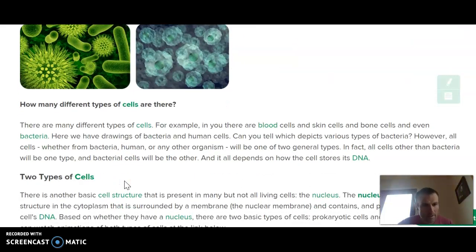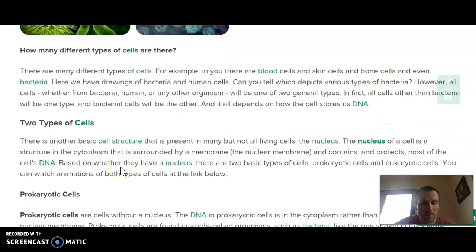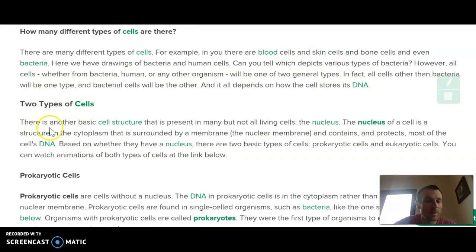So what we need to talk about next is the two major categories of cells. There's a lot of different types of cells like muscle, bone, nerve, those sorts of things. But those are all the same category of cells. Those are all either animal or plant cells, and both of those cell types fall into a category called eukaryotic cells. So when you're reading, it talks about two types of cells. I think a better way to say it might be two categories of cells. And the two categories are either prokaryotic cells or eukaryotic cells.